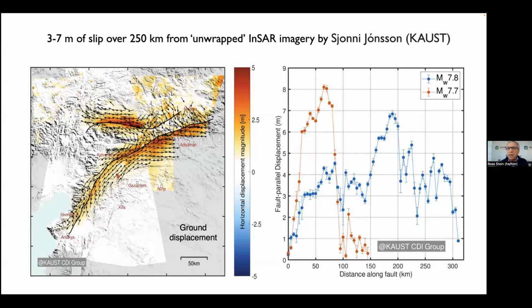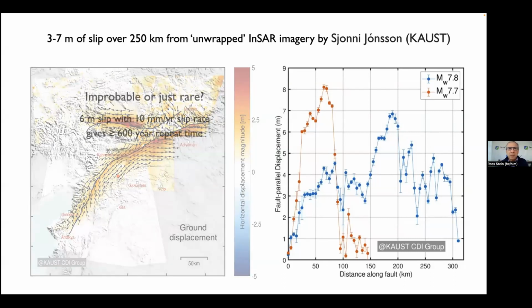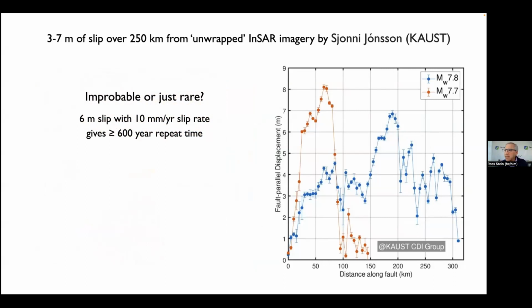Is this earthquake improbable, or is it just rare? And here's the question that we need to ask, because many people said, oh, I never thought it possible that an earthquake this large could have occurred on this kind of secondary fault. Well, the fault has a 10 millimeter per year slip rate. And so if you think of 6 meters, then that would suggest a 600-year repeat time. But that's a gross underestimate because there are smaller earthquakes and they soak up some of the slip.